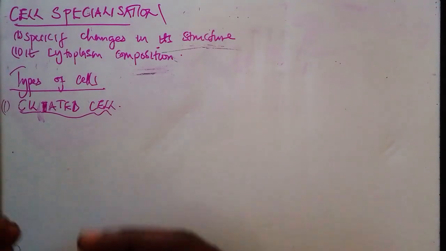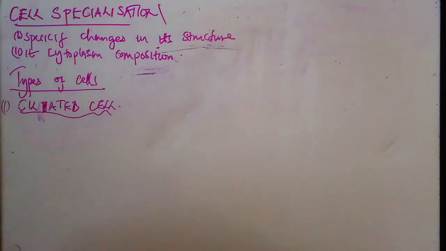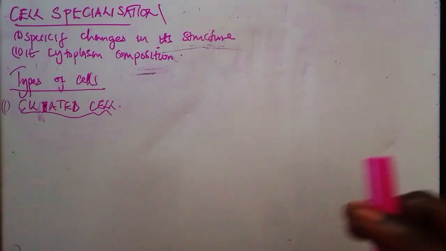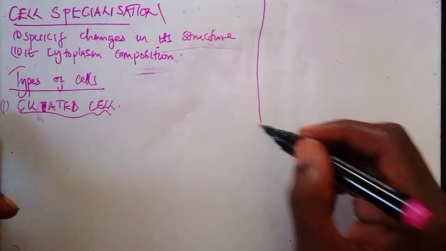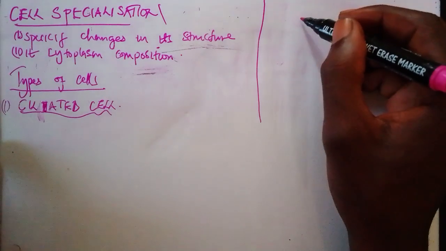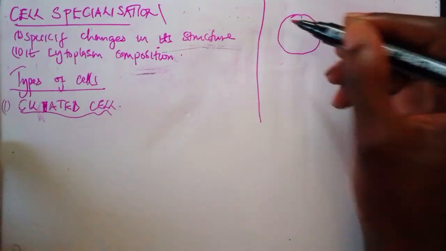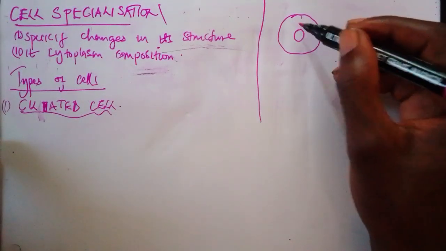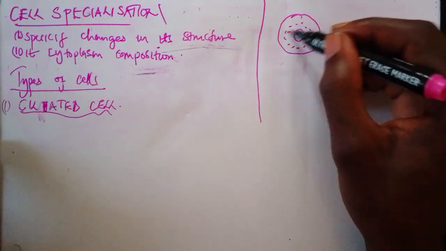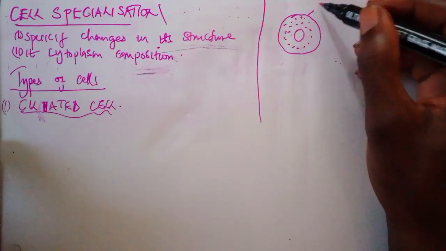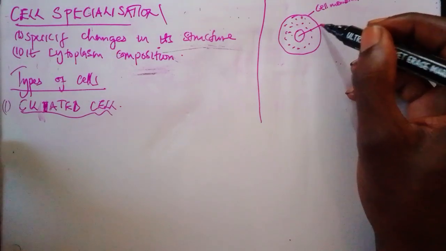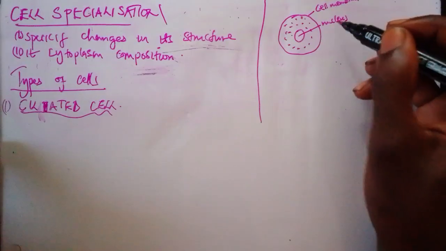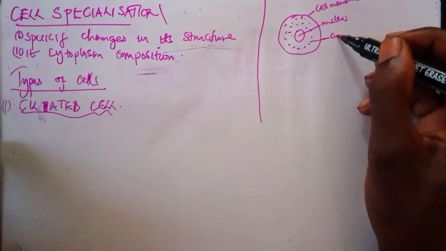Before I start comparing these cells, we need to talk about the summary of an animal cell and a plant cell for the sake of revision. An animal cell looks like this. You have a nucleus and you have the cytoplasm. This is the cell membrane. Then we have the nucleus. Then we also have the cytoplasm.